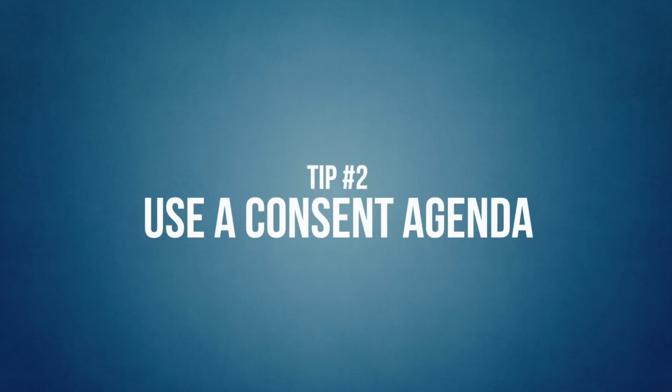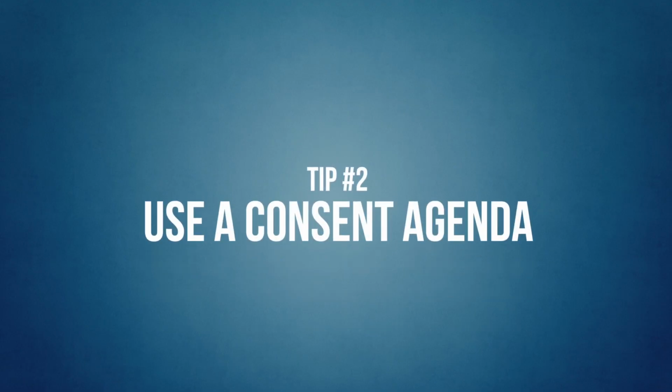Tip number 2 is to use a consent agenda. A consent agenda allows the board to approve multiple items without discussion and without individual motions. It's used for routine procedural items that don't involve decision-making. Things like the minutes, committee reports, and even some financial statements can be included in the consent agenda, and it will save you huge amounts of time that you can use for more important discussions and decisions.